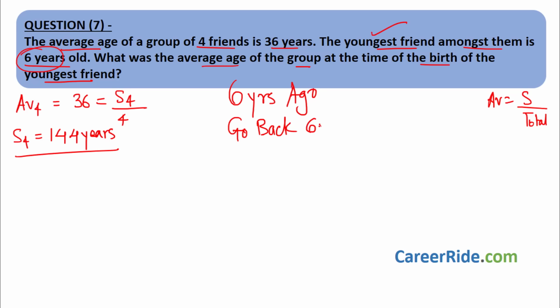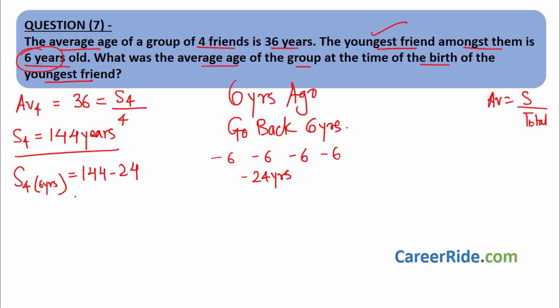Now when we go back 6 years, every friend's age will reduce by 6 years, correct? So the first friend's age will reduce by 6 years, the second's would be reduced, the third's also reduce, and the fourth's also would reduce by 6 years. So the total reduction would be minus 24 years, right? So the sum of the ages of the 4 friends 6 years ago would be 144 minus 24, equal to 120 years, correct?